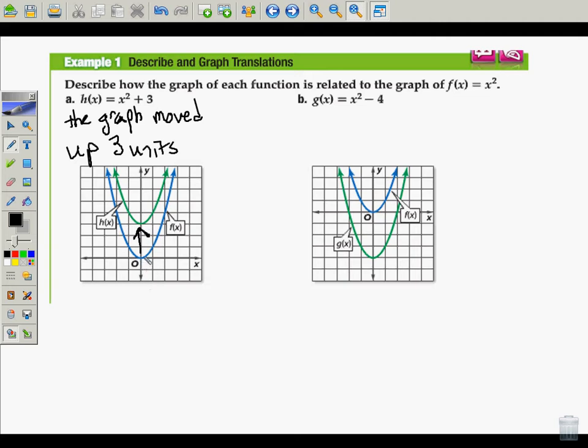In part B, we have x squared minus 4. Well, blue is my original, green is my new. How did it change? The graph moved down 4 units because I subtracted 4 outside of parentheses. So now I slid my graph down 4 units. That's all it is. Add or subtract: add, go up; subtract, go down. And remember, this is for when you are outside of parentheses.